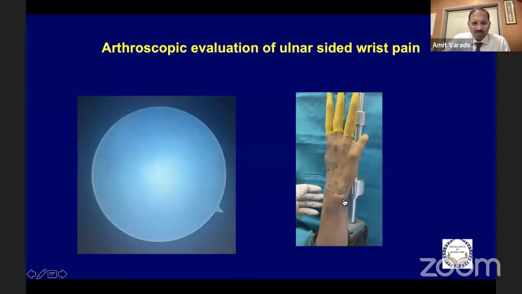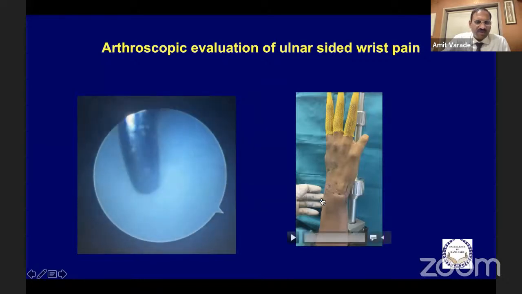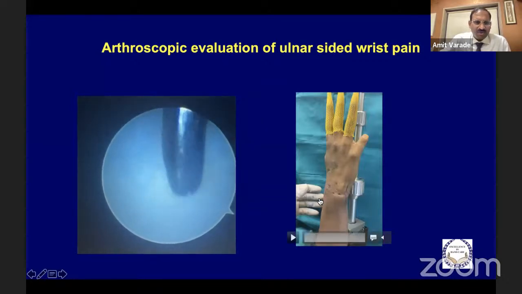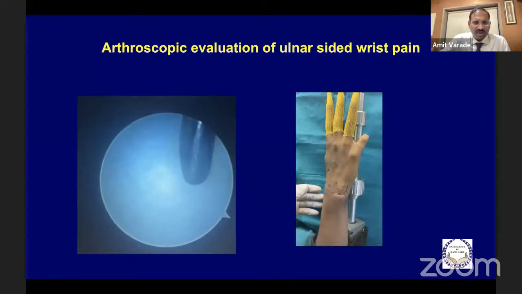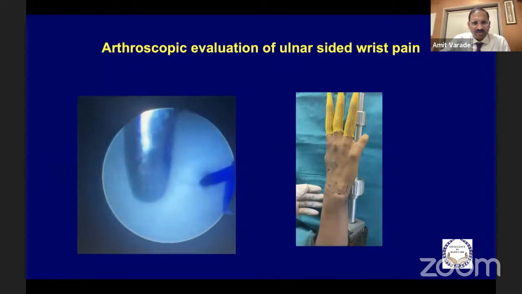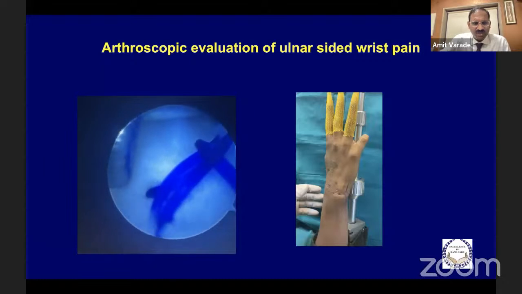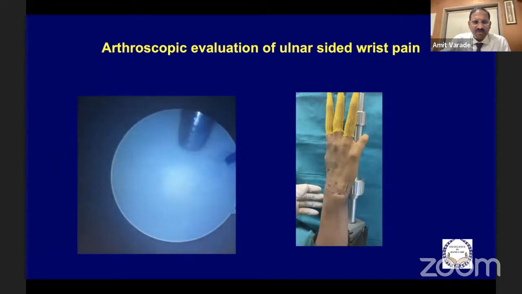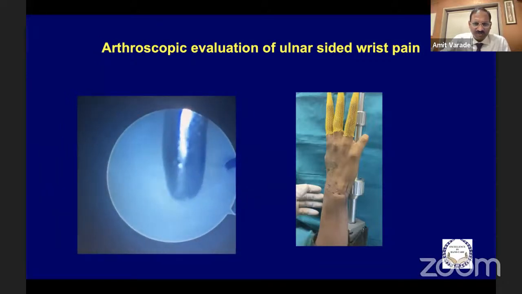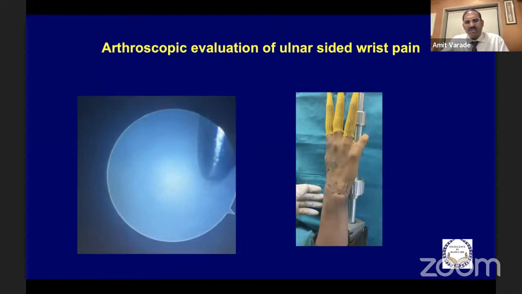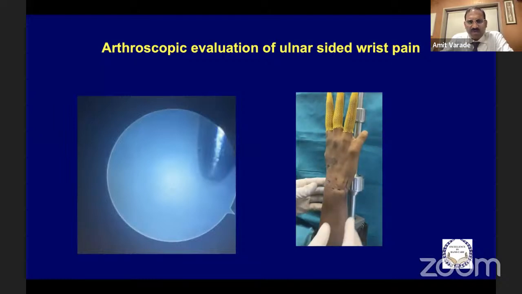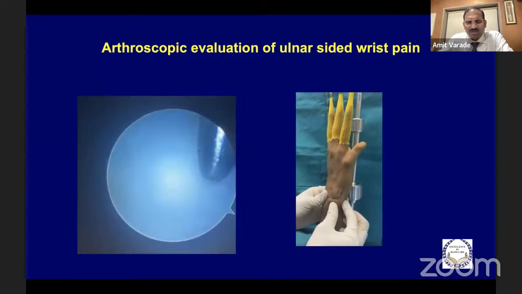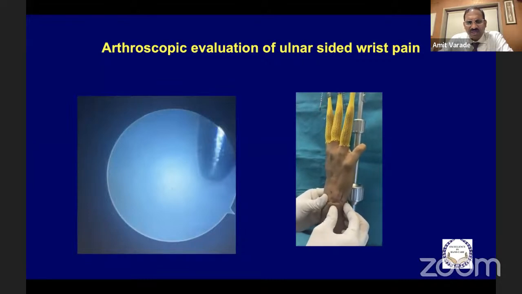So we repaired it. This is after repairing. Now the trampoline effect has come back and the hook test is negative. This is the repair which we have done by using 2-0 PDS suture. In this case, we did a perifoveal type of repair. After the repair, the DRUJ became very stable.